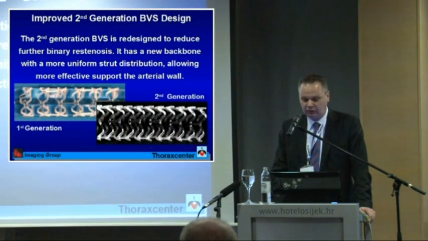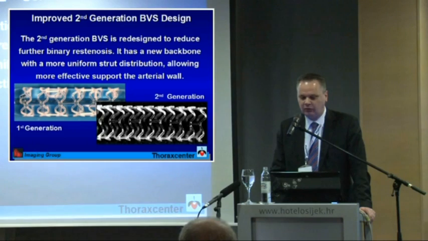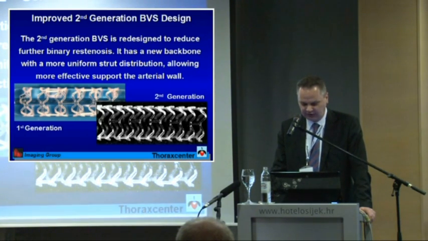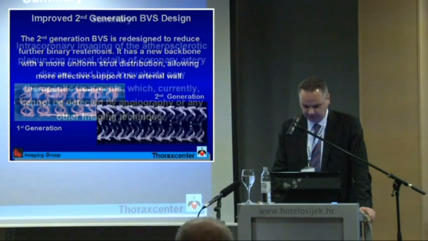This has led to a redevelopment of this BVS design. Now we have the second generation of the BVS, and this stent is redesigned to reduce this kind of binary restenosis. It has a new backbone with a more uniform strut distribution, allowing more effective support of the arterial wall. This was the first generation, and this is now the second generation, which is currently in study.